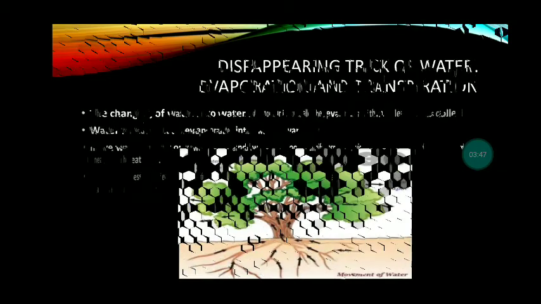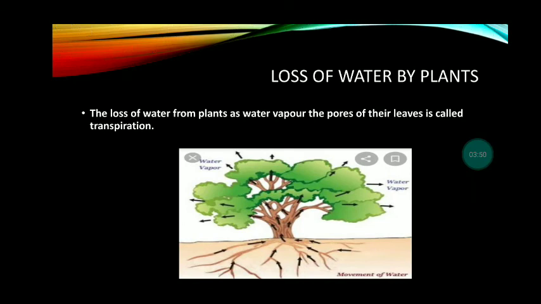Now let's discuss what you mean by transpiration. The loss of water from the plant as water vapor through the pores of the leaves is called transpiration. So I can say there is a difference between transpiration and evaporation. In evaporation, the loss of water from the ocean is called evaporation. But the loss of water from the leaves of plants is called transpiration.